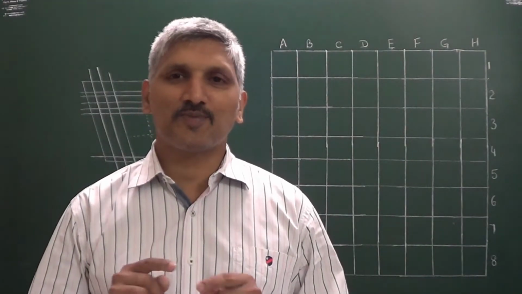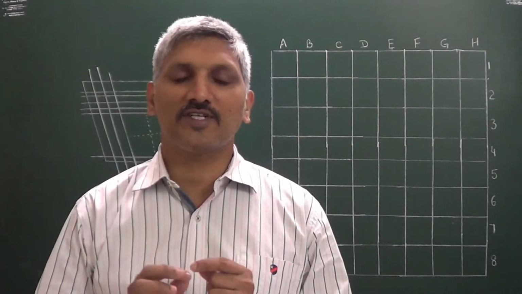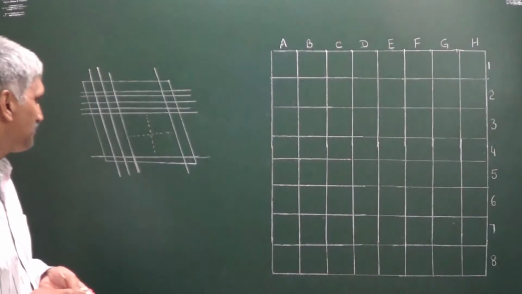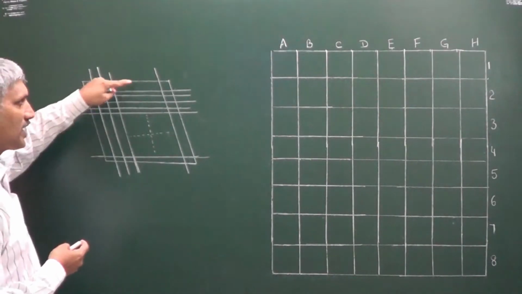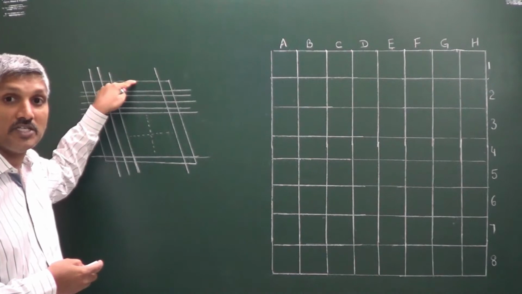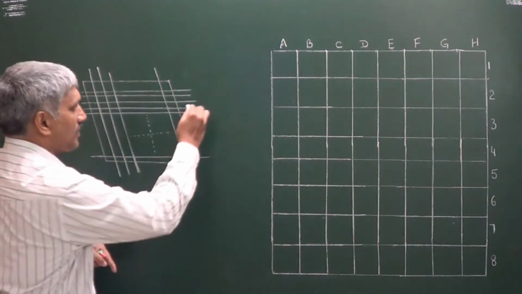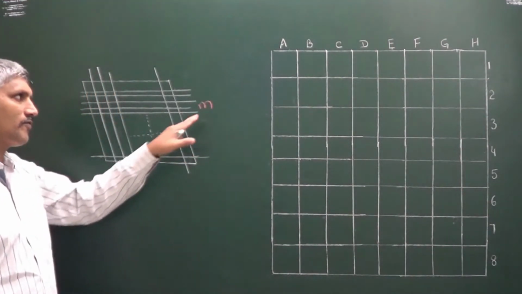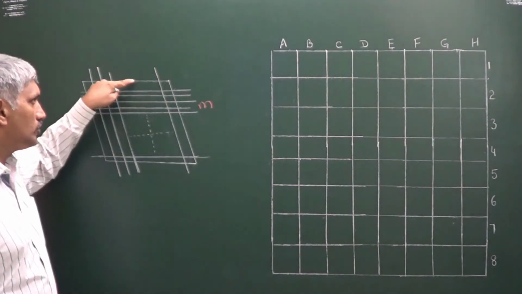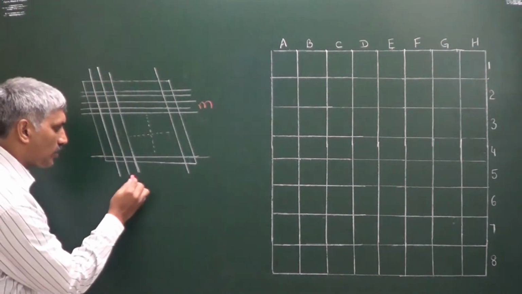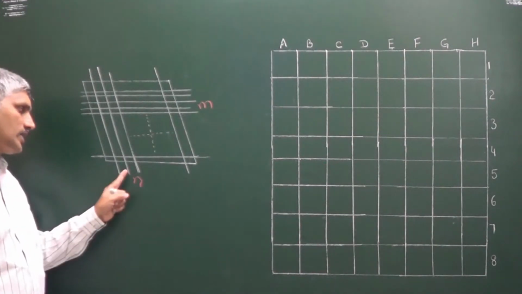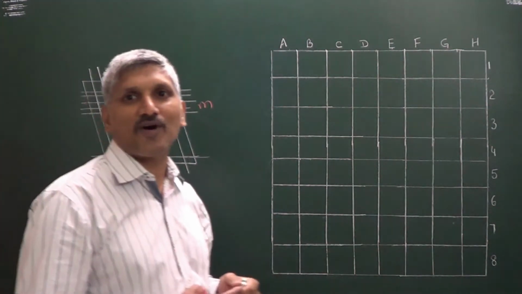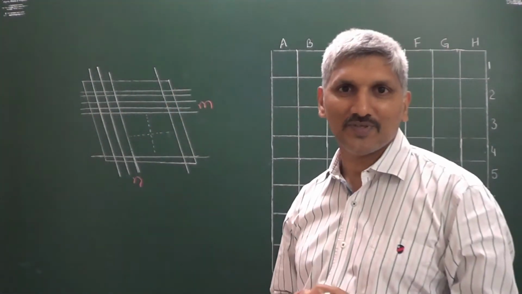Hi dear students, in this class I want to discuss a few questions related to lines and chessboard. Observe here, this is the first question. A parallelogram is cut by a set of m lines, these are m lines, parallel to this side, and another set of n lines parallel to this side. Then the number of parallelograms is equal to, right?